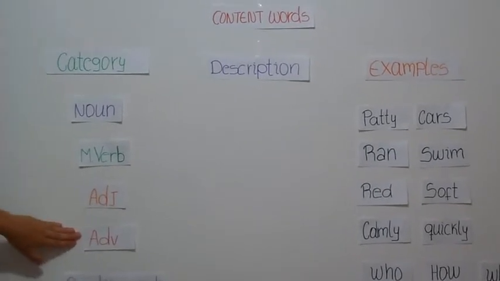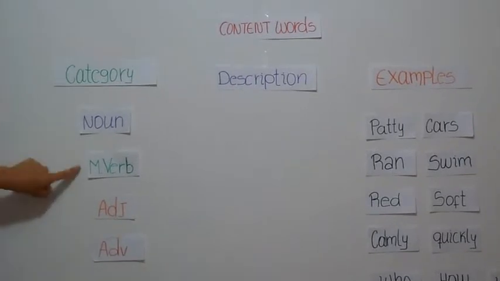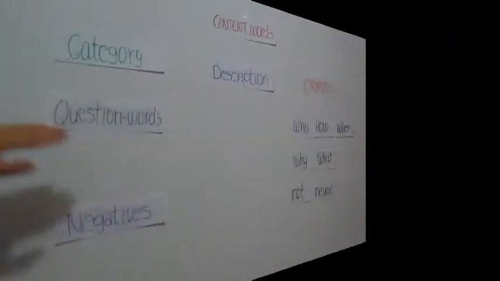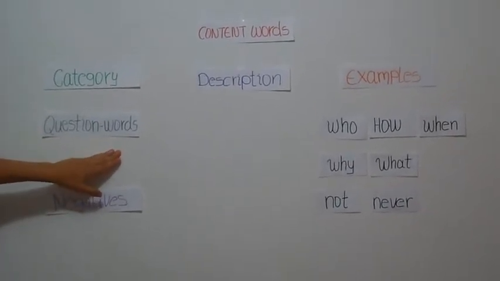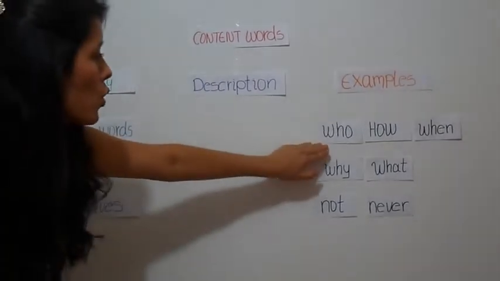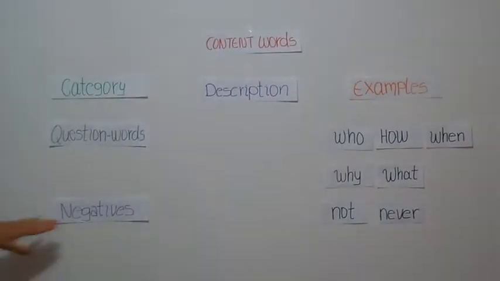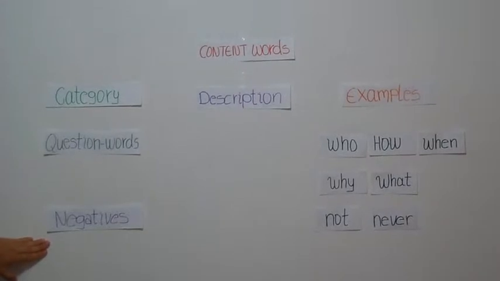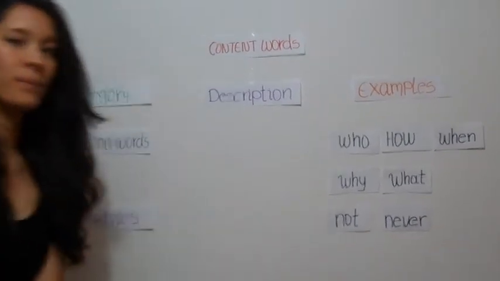And the other category is adverbs, and they describe the verb. For example, calmly and quickly. Another category is question words, which are words that denote a question. For example, who, how, when, why, what, and where. And the last category is negatives, which are words that negate. For example, not and never.